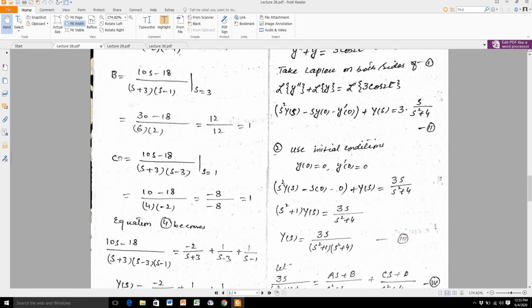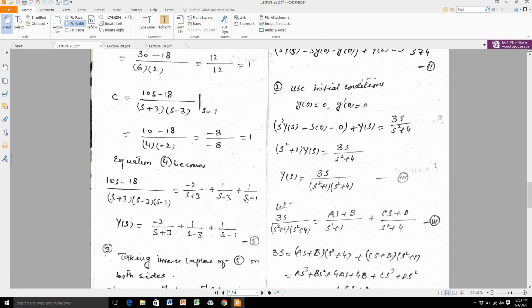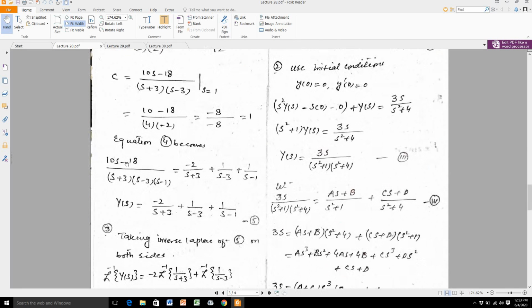Now we find the value of C in this way: 10s minus 18 over s plus 3 into s minus 3, and check this expression at s is equal to 1. When we simplify this expression at s is equal to 1, we get 10 minus 18 over 4 into minus 2, which is minus 8 over minus 8, equal to 1. So in this way we find all the values of our constants. Substituting the values of A, B and C, we get minus 2 over s plus 3 plus 1 over s minus 3 plus 1 over s minus 1.